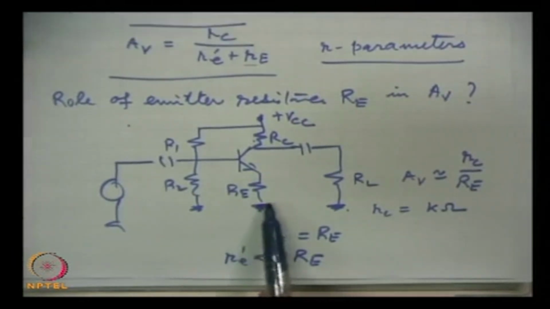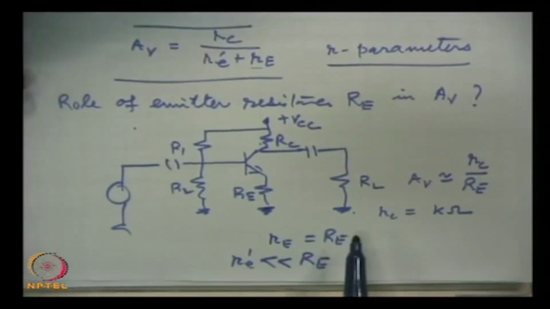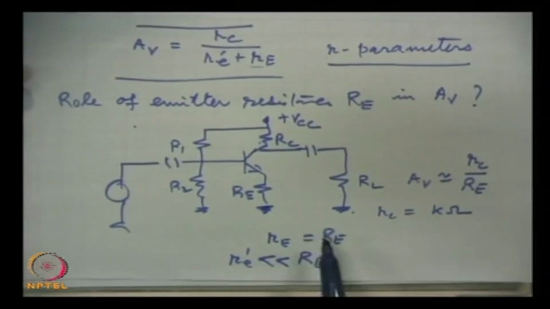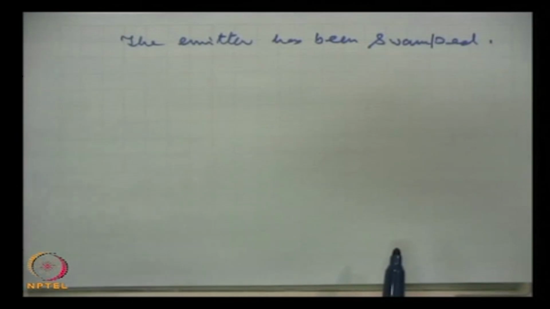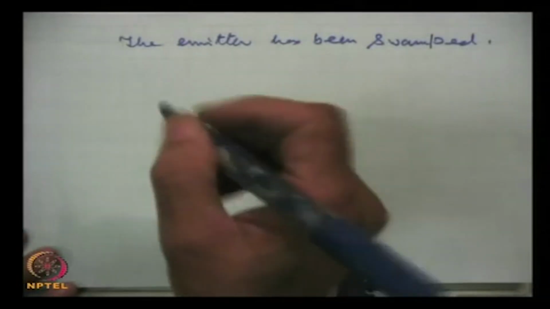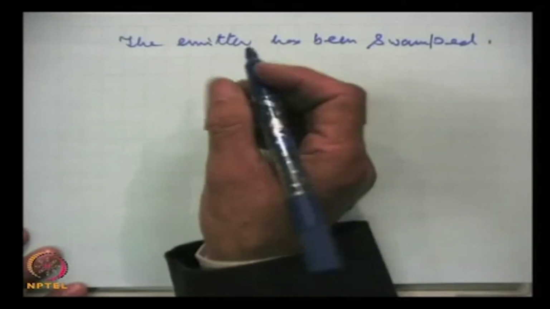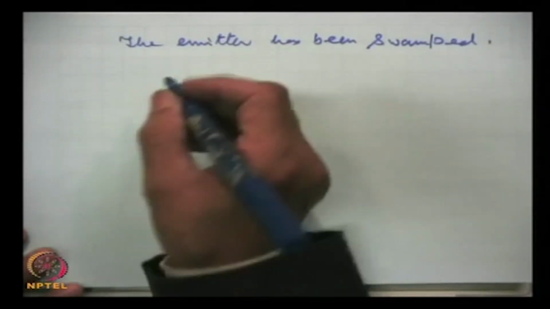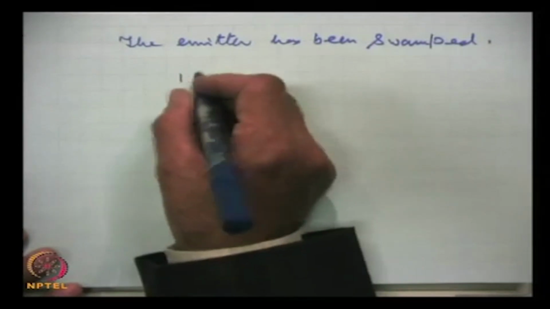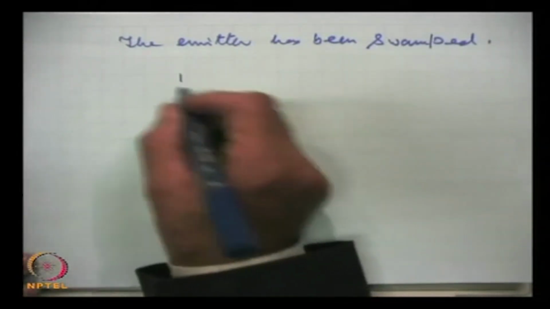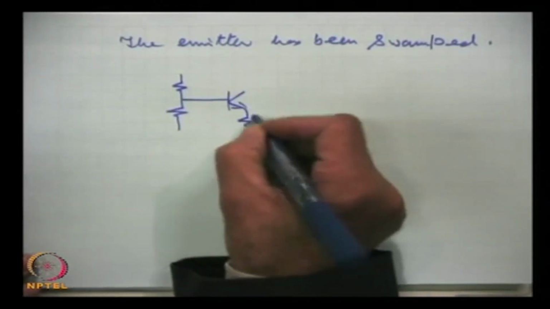We have swamped the ammeter, but what price have we paid? The gain is reduced quite a bit. We will take some examples to illustrate this point. So, what is the other way? The other way is that we can bypass the resistance Re with a capacitor, and in that case the circuit becomes this, we bypass it.